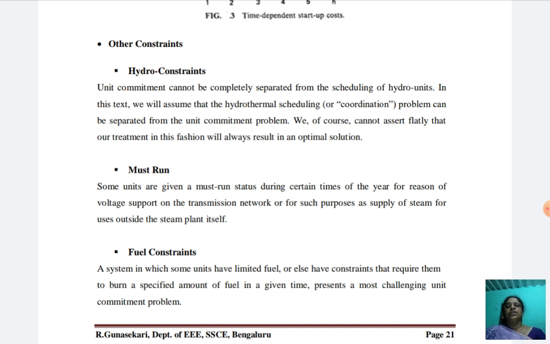So students, you clearly understand what the unit commitment definition is, and then what the need and importance of the unit commitment problem is, and then what the constraints used in the unit commitment are.